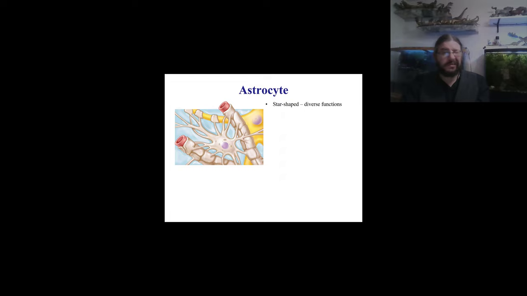The astrocytes are star-shaped cells with diverse functions. You can see what they have are these extensions. So they have multiple extensions from the cell, and these extensions do different things depending on what type of cell they are connected to. So you can see some of these extensions wrap around nerves or neurons, and some of these extensions wrap around capillaries. So here's capillaries, and these are dendrites or axons. And essentially, they do a couple of things. One, they help maintain structural support.